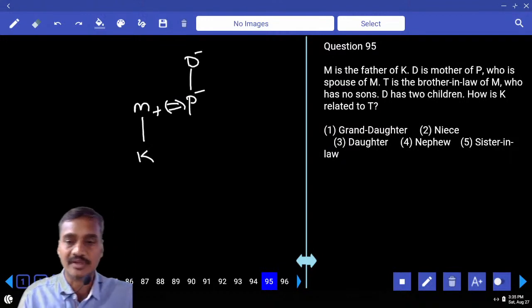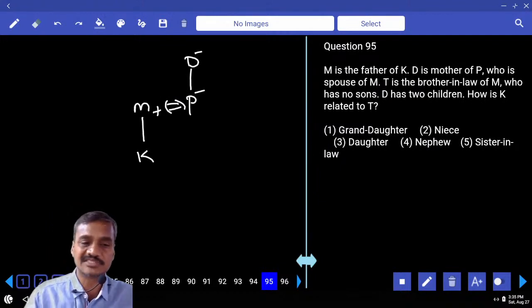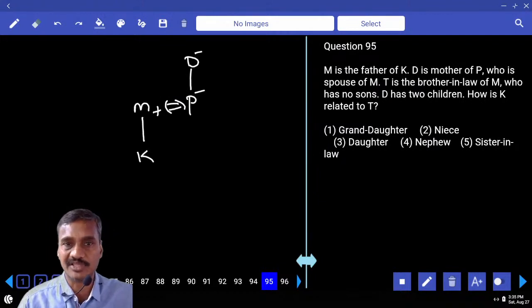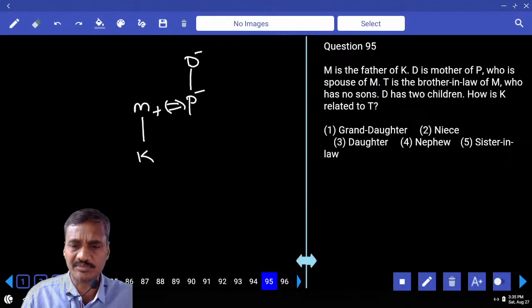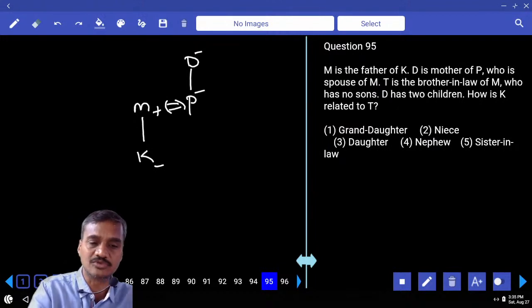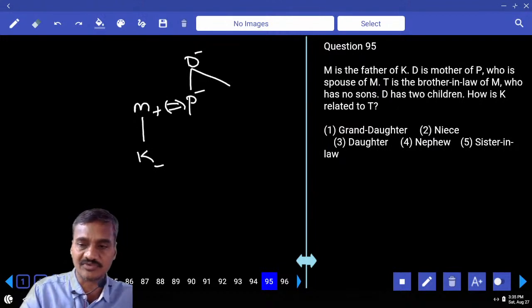D is the mother of P. P who is the spouse of M. T is the brother-in-law of M. Brother-in-law means either the spouse's brother or the sister's husband. And M has no sons. Now this K is the daughter. And D has 2 children.